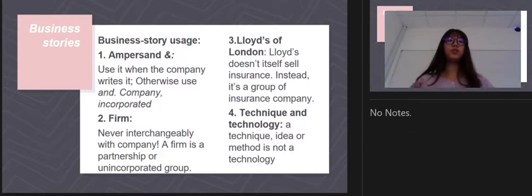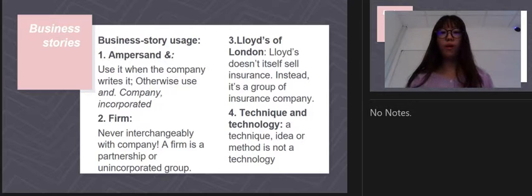Here are some usages that you will frequently see in business stories. First is the ampersand. The symbol refers to "and"; use this symbol when the company writes its name that way. Otherwise, use "and", "company" or "incorporated". The second is the word firm. Never replace "firm" with "company", because a firm is a partnership or an incorporated group. It's not the same as a company.